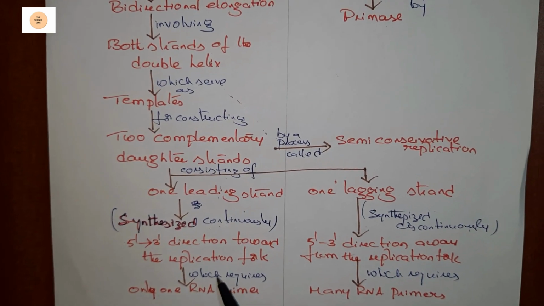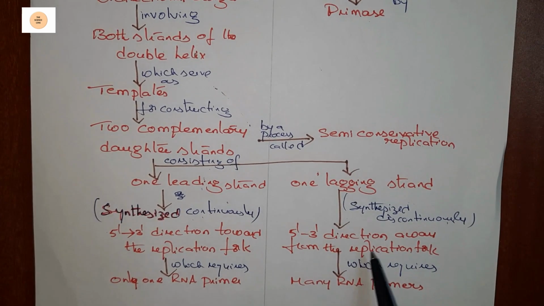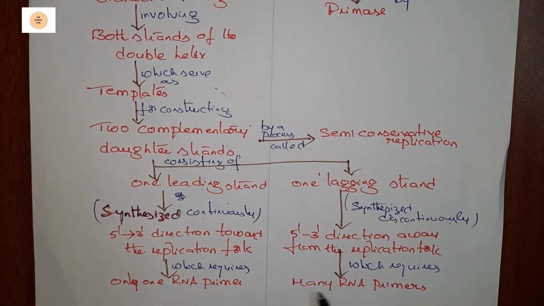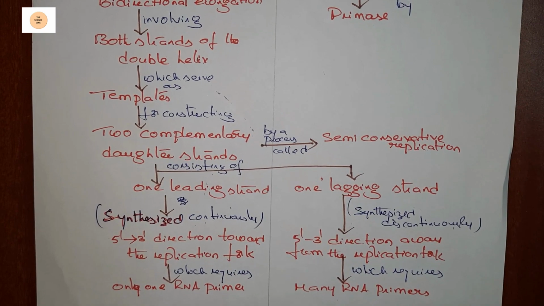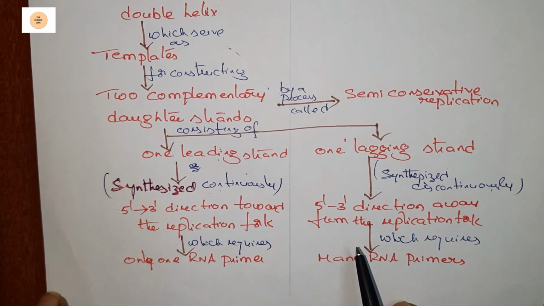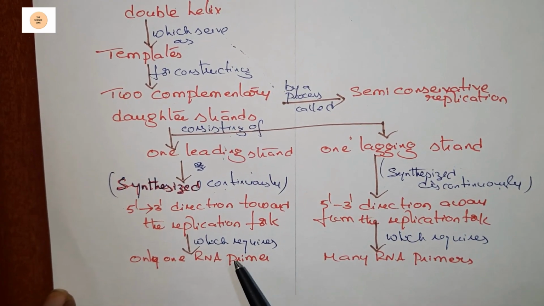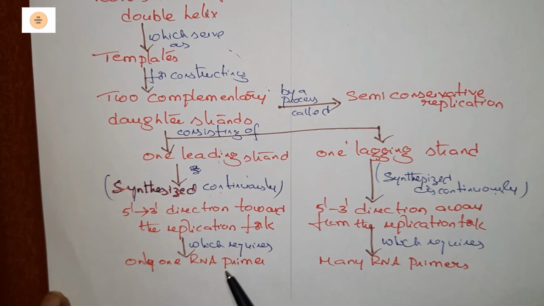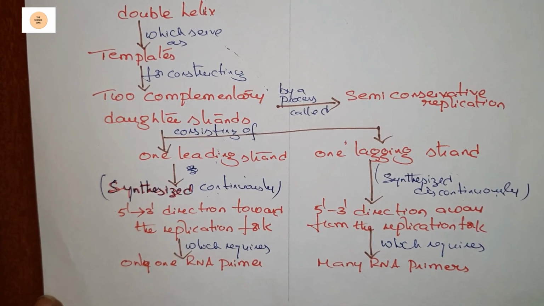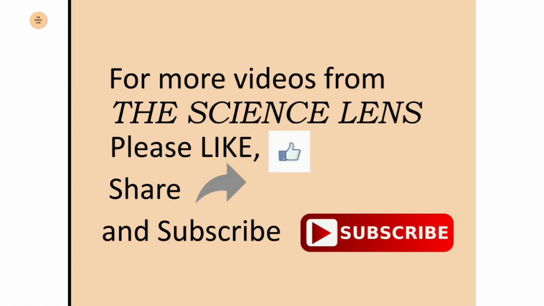The primer synthesis takes place more than once in the lagging strand, which generates small polynucleotide fragments called Okazaki fragments. DNA polymerase 1 digests the RNA primer and catalyzes the filling up of the gaps between the two new strands. After the gaps are filled by DNA polymerase 1, the strands are joined together by DNA ligase. This is how replication takes place in prokaryotes, and it was simplified. Thank you.